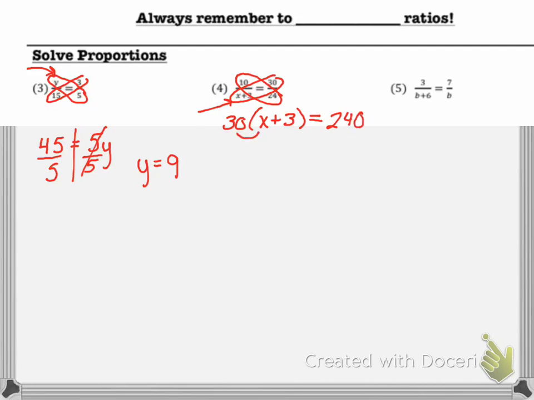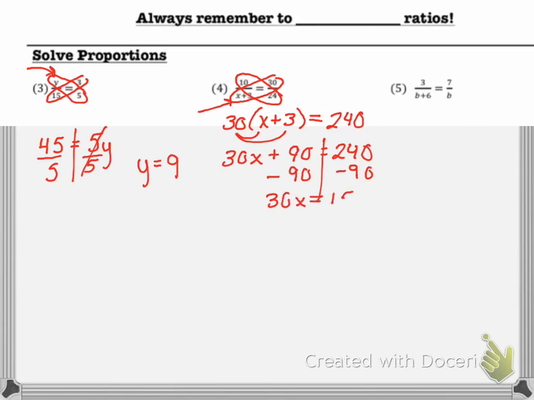So now I can go ahead and distribute my 30. So I get 30x plus 90 is equal to 240. I'll subtract 90 from both sides, and I get 30x is equal to 150. And then we'll divide both sides by 30, and x is equal to 5. And then why don't you guys try number 5 on your own?